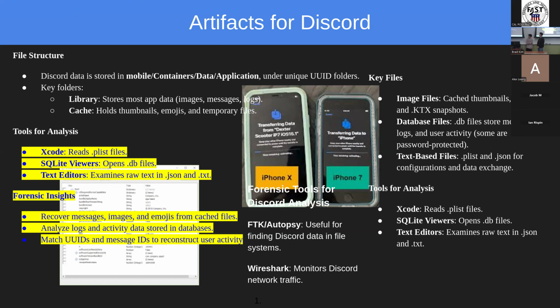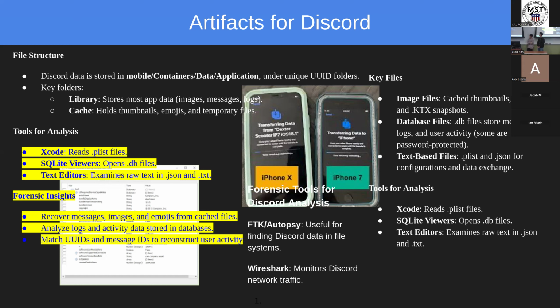For Mac, I use a Mac. Sometimes the tools analysts use are Xcode, which reads plist files, and SQLite viewers, which open database files. The same goes for text editors, which usually just examine raw text. For forensic insight, I would put it as using OS Forensics and Forensic Toolkit to examine those files to recover messages, images, and emojis, and also to analyze logs and activity data stored in databases.